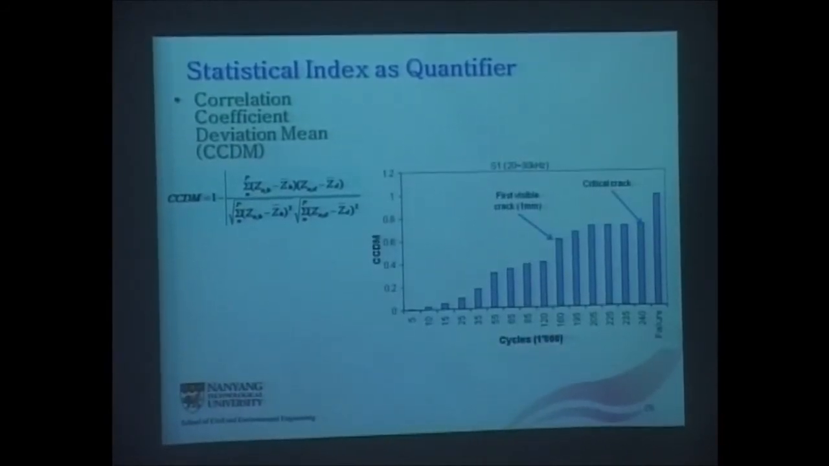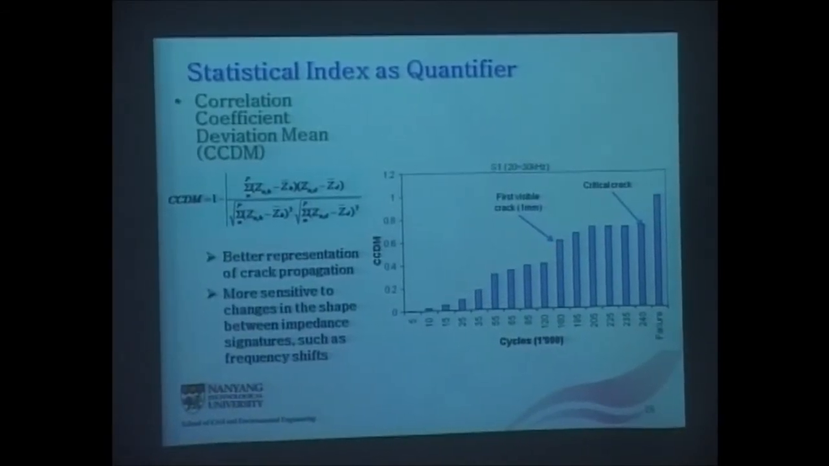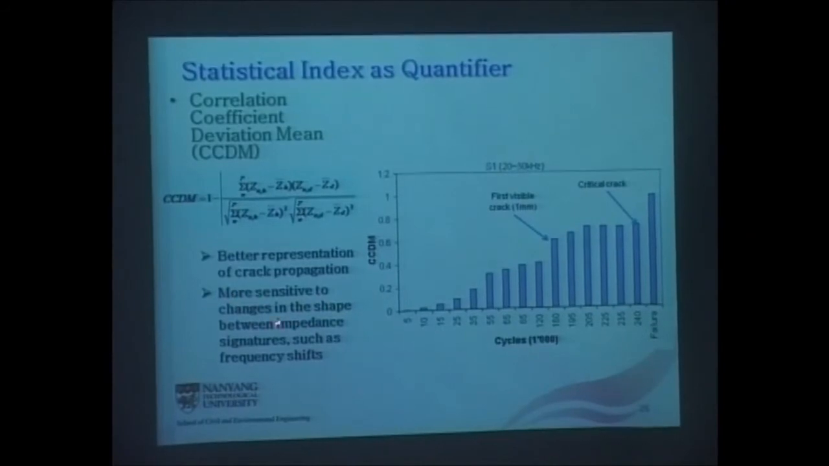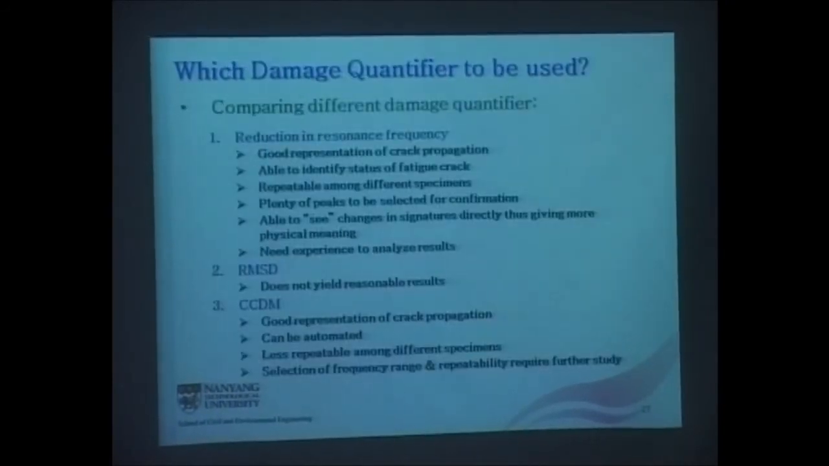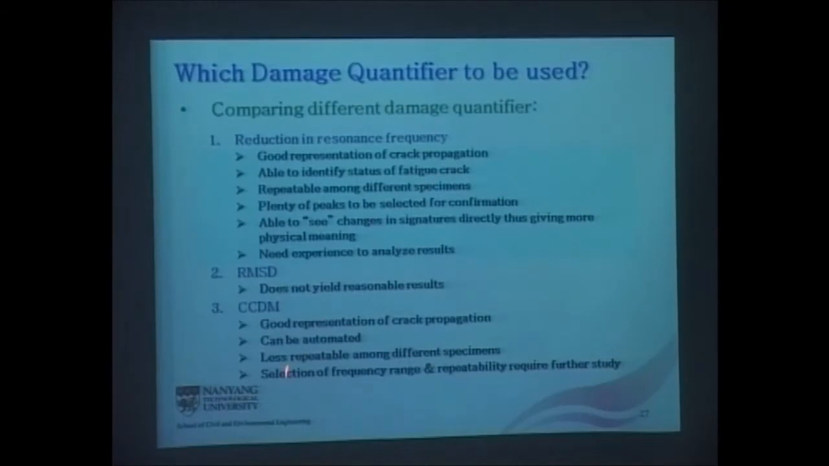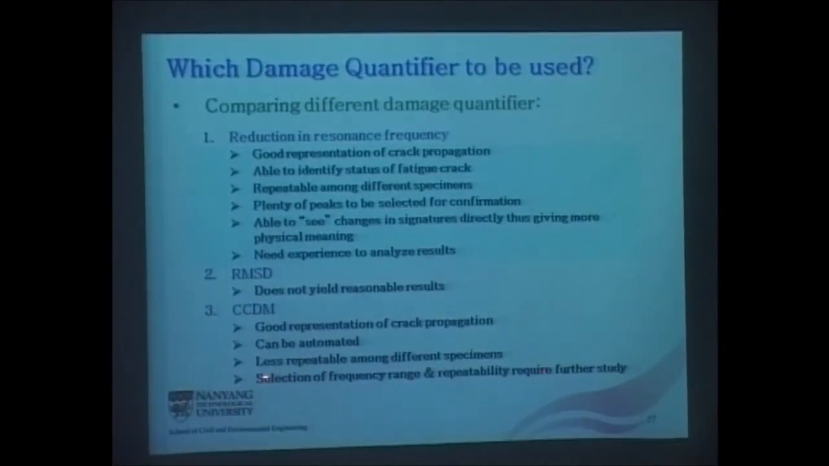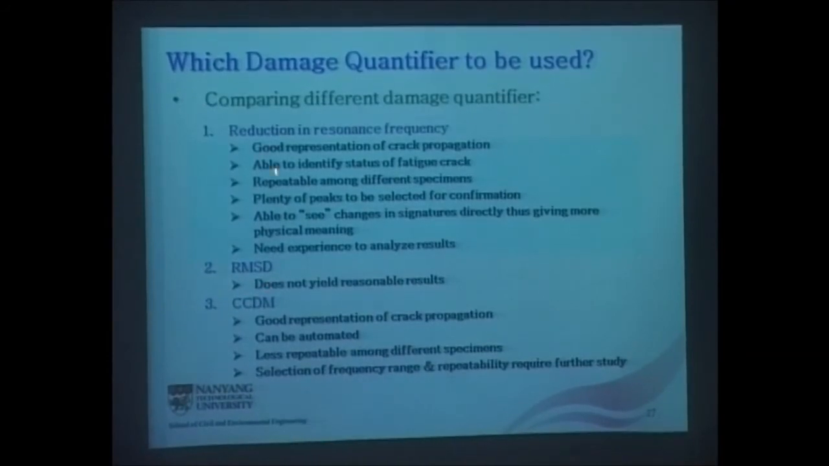Then we can see there are correlations again, which is a good correlation. It is also fancy with changes in the shape between impedance signatures. This is also another technique, so we compare them with the three. This is more suitable for us. This needs more verification. It's suitable, but we still need more study to use it. So when do we use this?